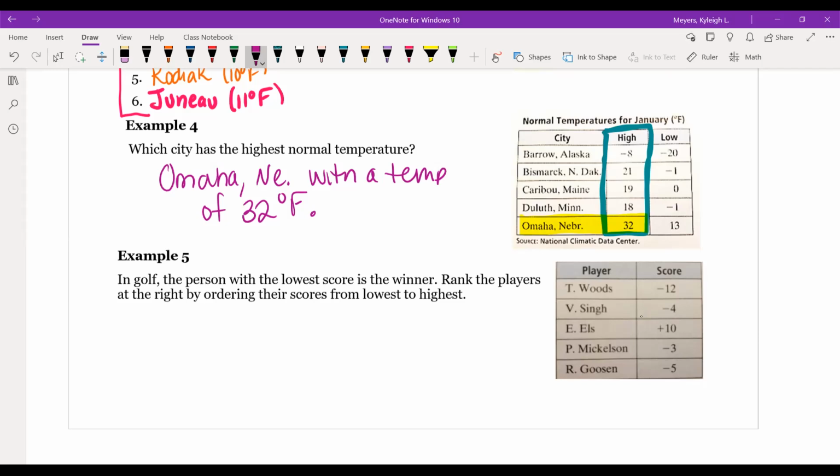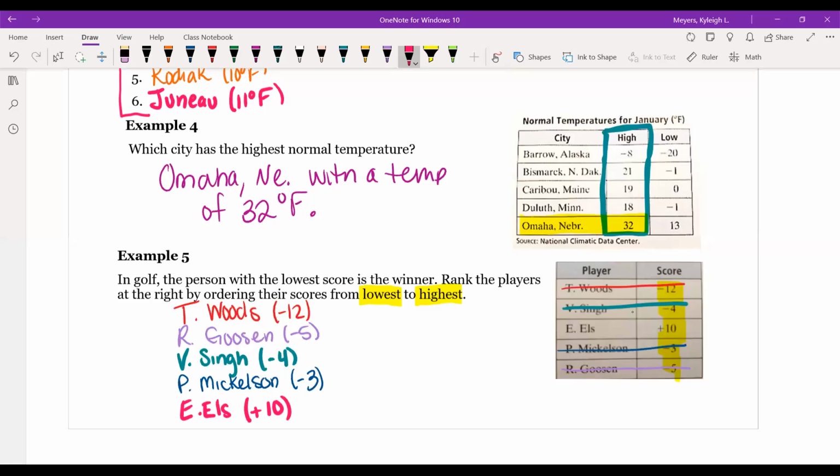Okay. So example 5 is I'm gonna ask you to do on your own. In golf, the person with the lower score is the winner. So we want to figure out who's the winner, right? Based off of the scores. So we want you to rank the players by ordering their scores from lowest to highest. Okay. So we want the lowest number first. So I want you to pause and try ranking these 5 players from least to greatest, okay?